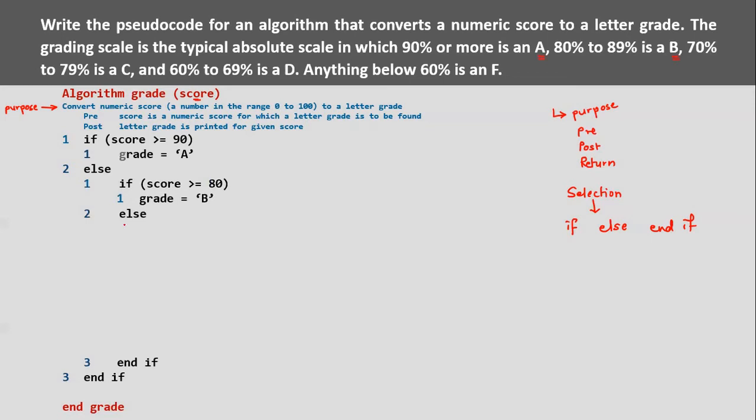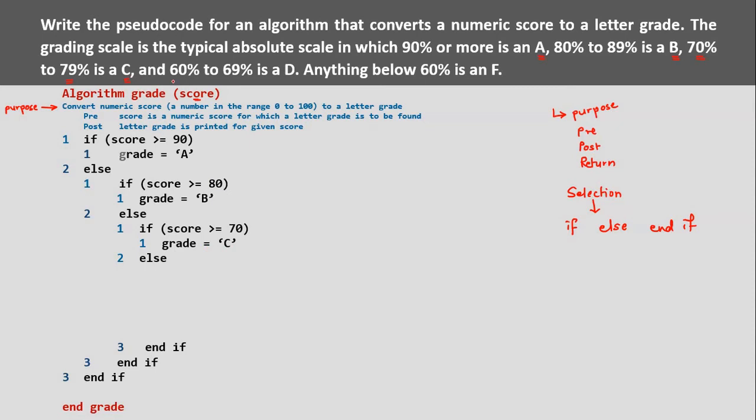In the else part, once again, we need to check if score is less than 80, that means if it is between the range 70 to 79. So if score is greater than or equal to 70, then associated with this if, we have else and end if. So if score is greater than or equal to 70, then the grade should be C. So grade equal to C.